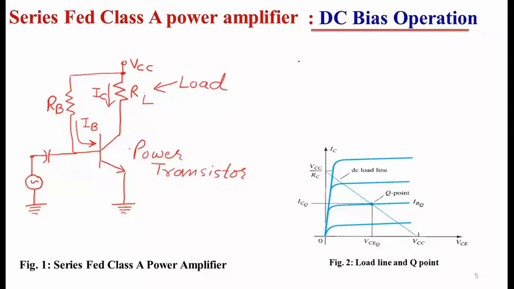Applying KVL at the input section, the equation will be VCC is equal to IB RB plus VBE. So we can find that IB is equal to VCC minus VBE divided by RB.